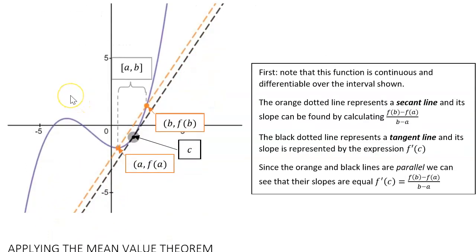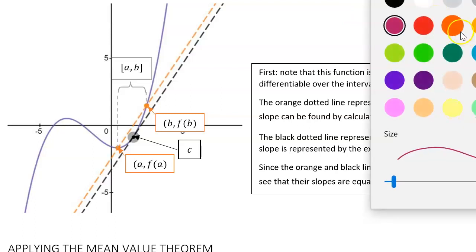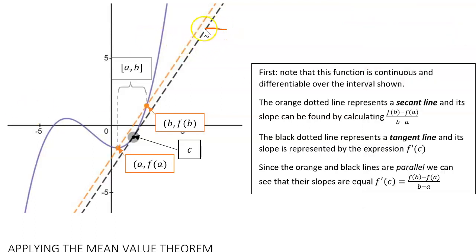Now, if you look at a picture, this is just a demonstration of the mean value theorem and what it's saying. So right here, you've got your orange line from A to B. This is a secant line. And a secant line is just a line that connects 2 points on a function.